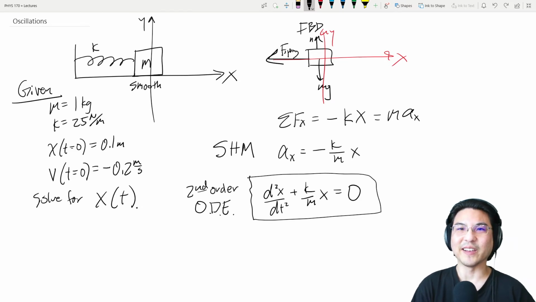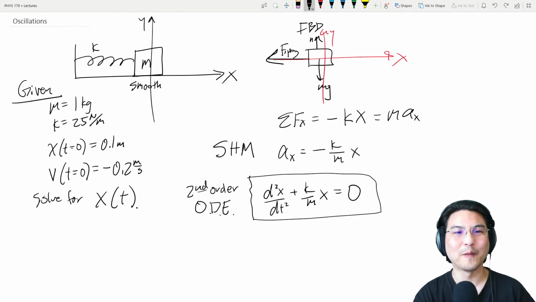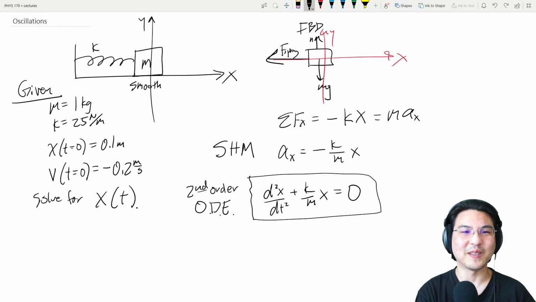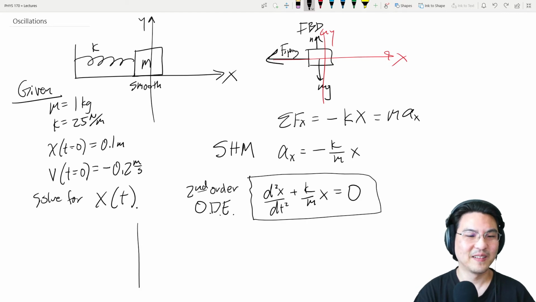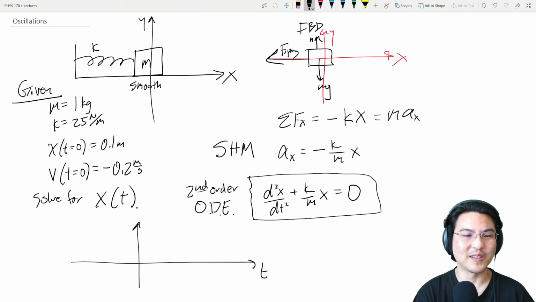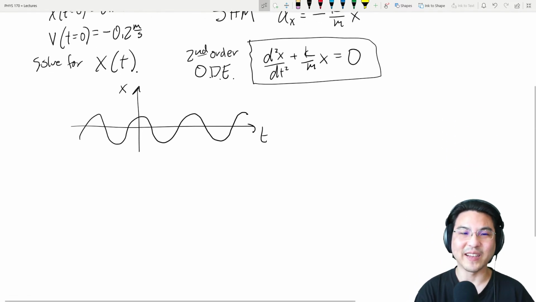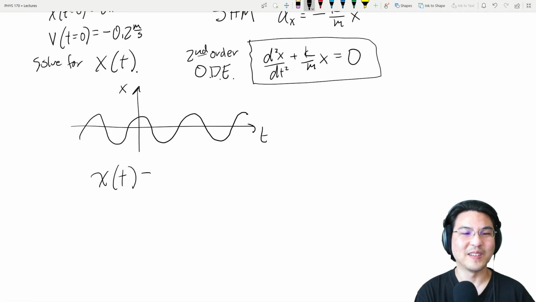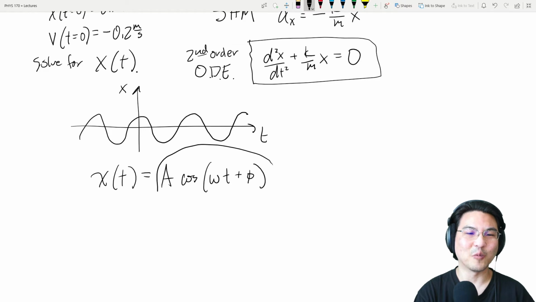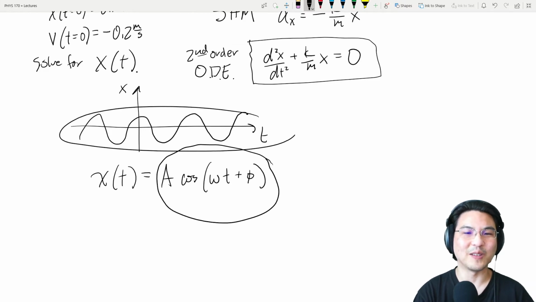One method is you just guess. You guess a solution that you think works. And based on your experience in life, if you were to take a block like this bouncing on a spring, what would it look like? If you were to graph the position as a function of time, it would look like some kind of sinusoid, right? So that could be our guess. We just guess that the solution is some kind of sinusoid. How do you express this as a function? I'll just tell you and then explain. Okay, so this is one way to describe a sinusoid like this.